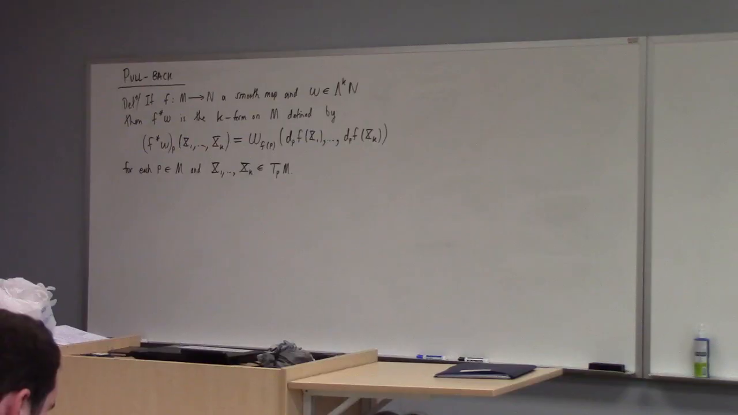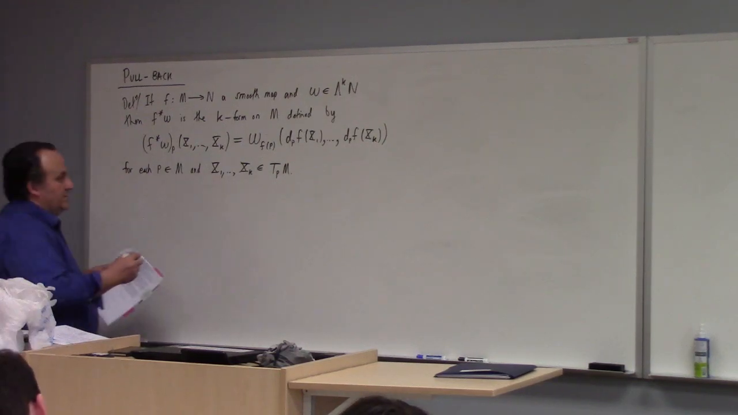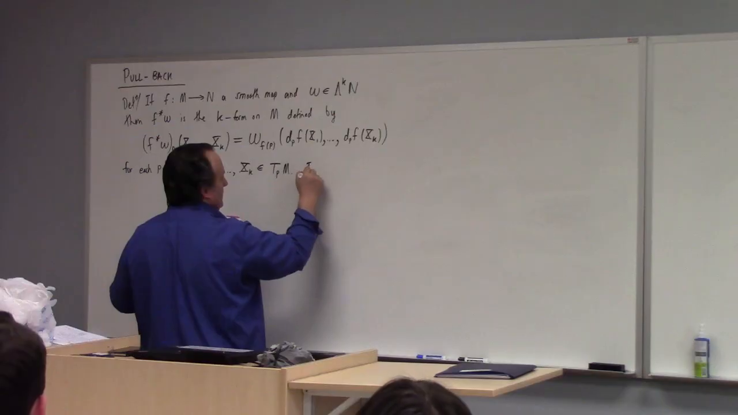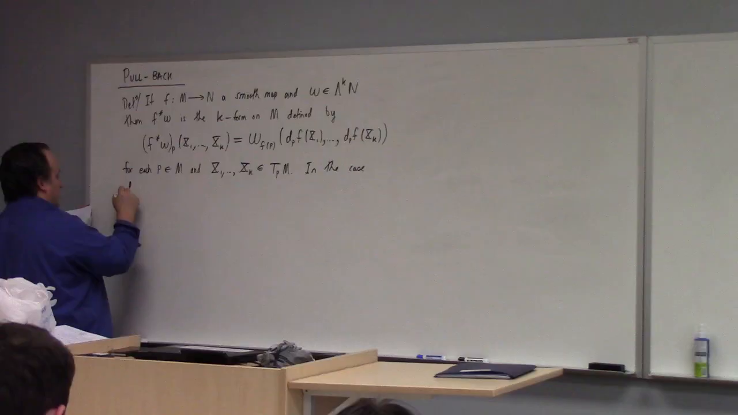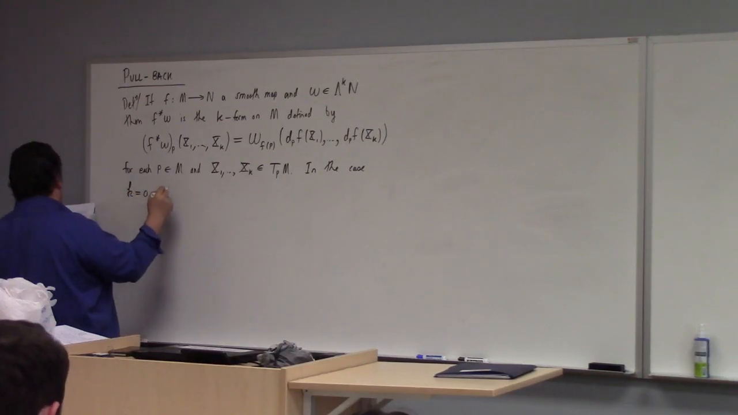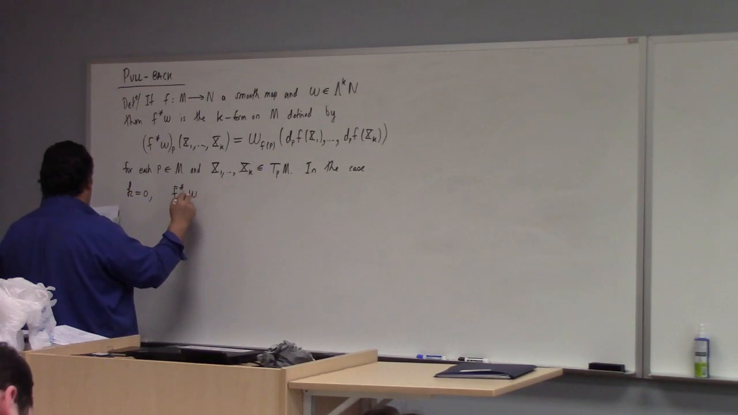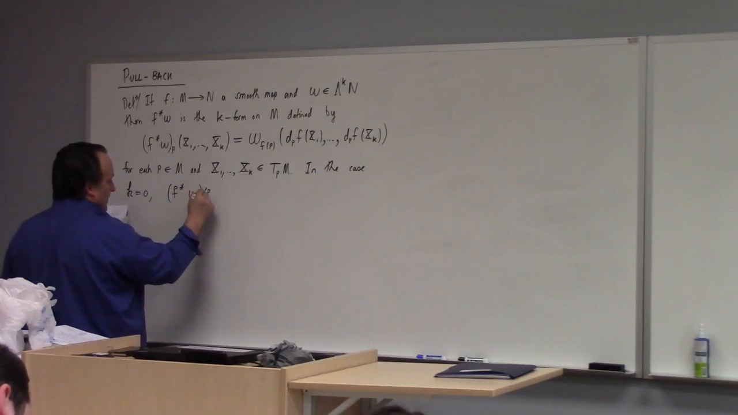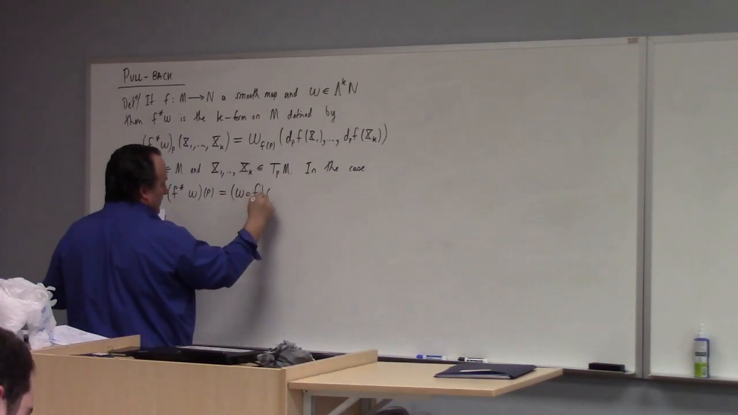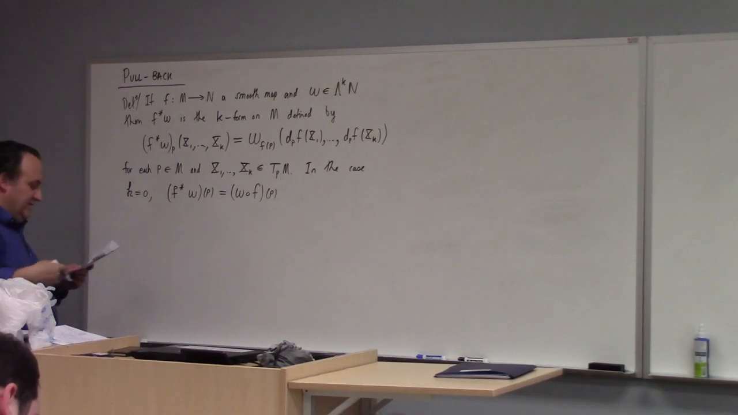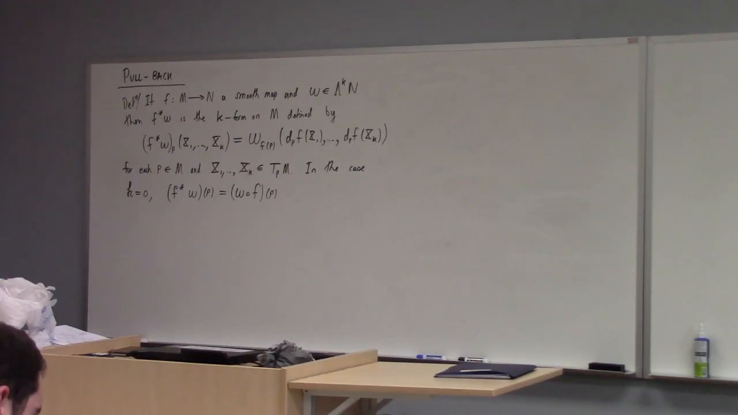Moreover, in the case k equals 0, we have a smooth function, and the pullback is simply accomplished by composition. So in the case k equals 0, the pullback of omega at P is simply defined to be omega composed with F at P. So in the case of a 0-form, we don't act on vectors because this is just a function, and the pullback just amounts to function composition.